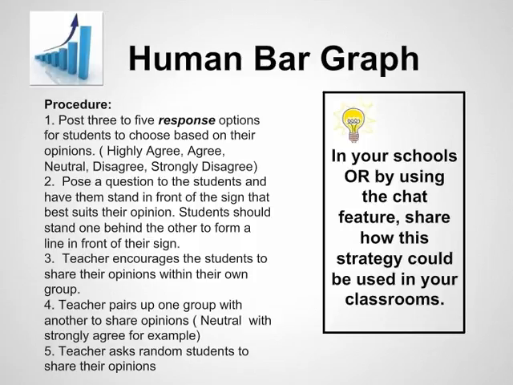From here, the teacher can encourage the students within their own group to talk about their opinions and why they chose that. The teacher from there can pair up one group with another, such as the neutral people with the strongly disagree, and have them chat about their opinions. Again, this is a quick way to see what students know and a quick way for them to talk about what they know and what they think.